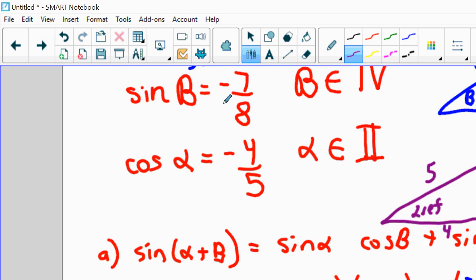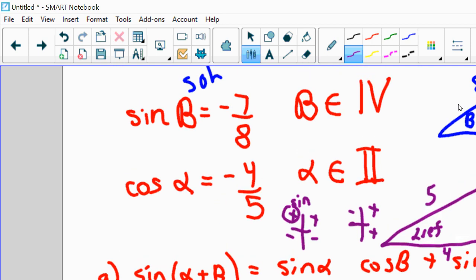Now, alpha's in the second, and sine goes, All Students Take Calculus. Sine is plus in the second. Cosine beta, beta's in the fourth. All Students Take Calculus, beta's positive. Now you just look at the triangle and do your CAH and your SOH, and you should be good. So looking at the alpha, you say sine, you go 3/5. Looking at the beta triangle, you say CAH, you say square root of 15/8.